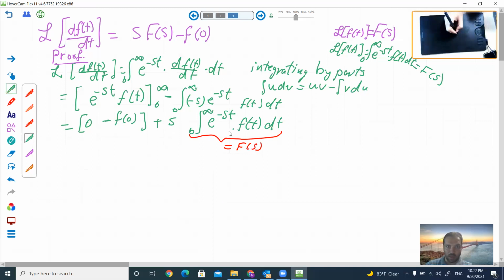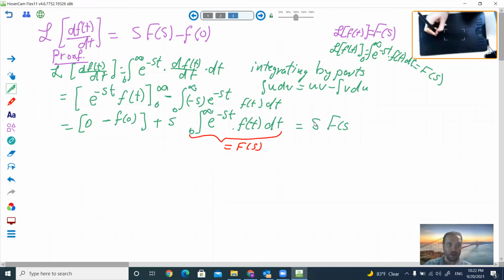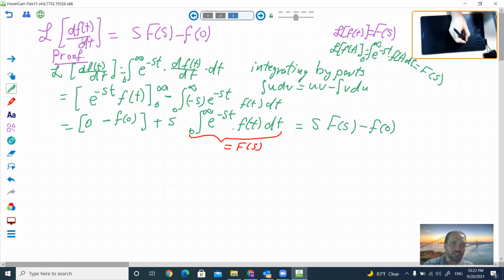So now this is s multiplied by, let's save the space, s multiplied by f of s minus f of 0. And this is what we have started with. Keep this in mind. The Laplace transform of any derivative is just s multiplied by the Laplace transform of the function itself without the derivative. And for initial conditions we have to subtract this f of 0.